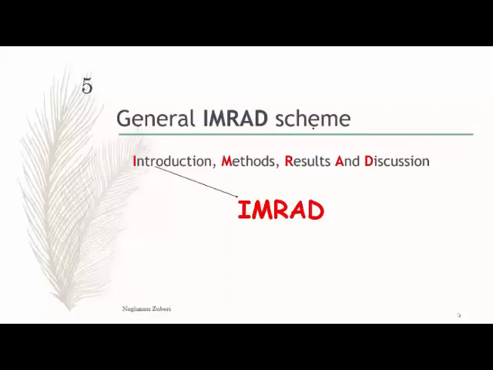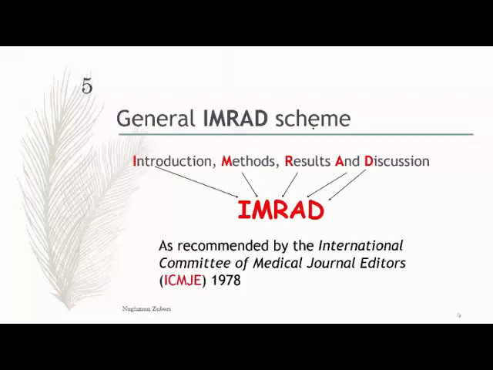I is for introduction, M is for methods, R is for results, and D is for discussion. So actually the International Committee of Medical Journal Editors in 1978 recommended this scheme for writing scientific articles.